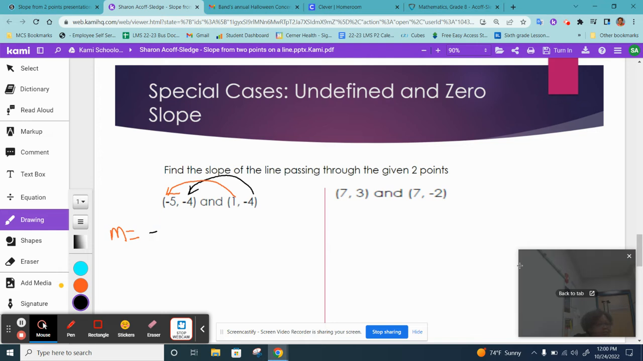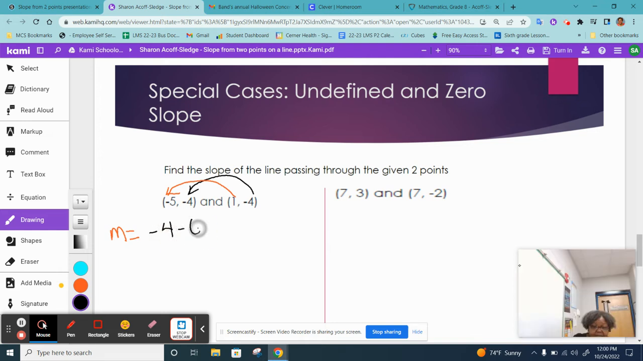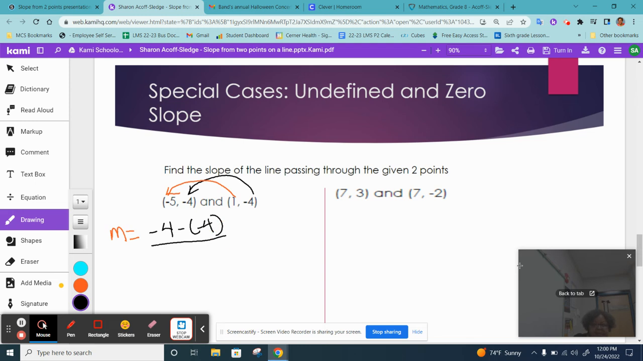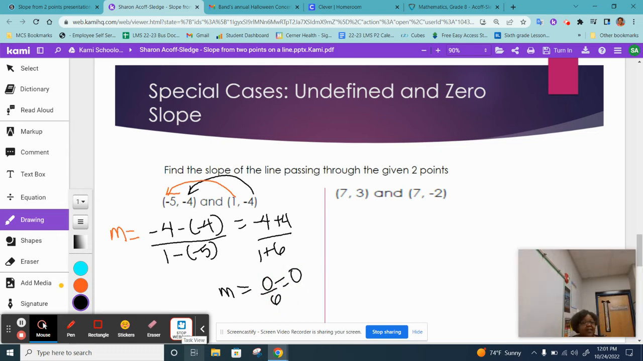4 minus 4. -4 minus -4. Write it on the back. And then the next one is 1 minus -5. Okay, a -4 minus a -4 is a -4 plus 4. 1 minus a -5 is 1 plus 5. So this is 0 over 6, which is equal to 0. I can divide 0 by any number.